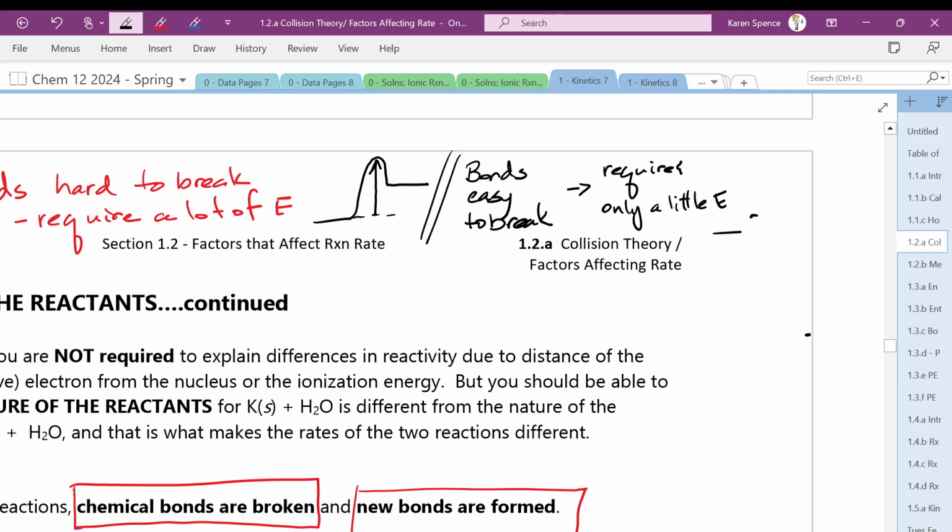Okay, this pen is driving me crazy. It starts writing, stops writing. No. Okay, here we go.